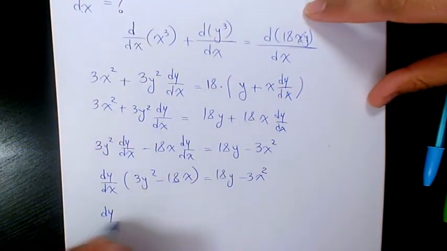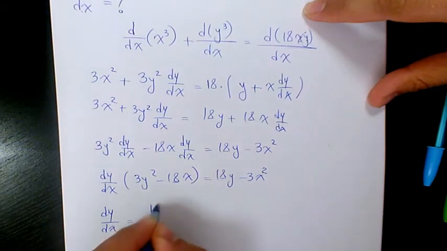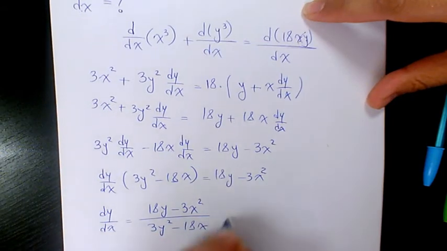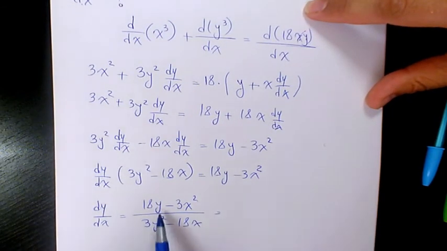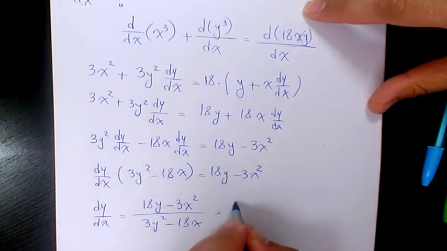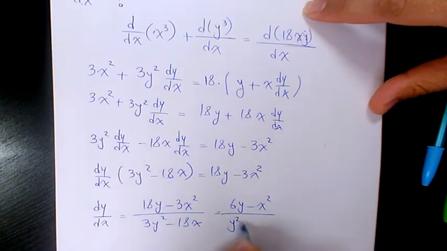So dy over dx will be (18y minus 3x squared) over (3y squared minus 18x). If I factor 3 from the numerator and denominator, they cancel out, and we're going to have (6y minus x squared) divided by (y squared minus 6x).